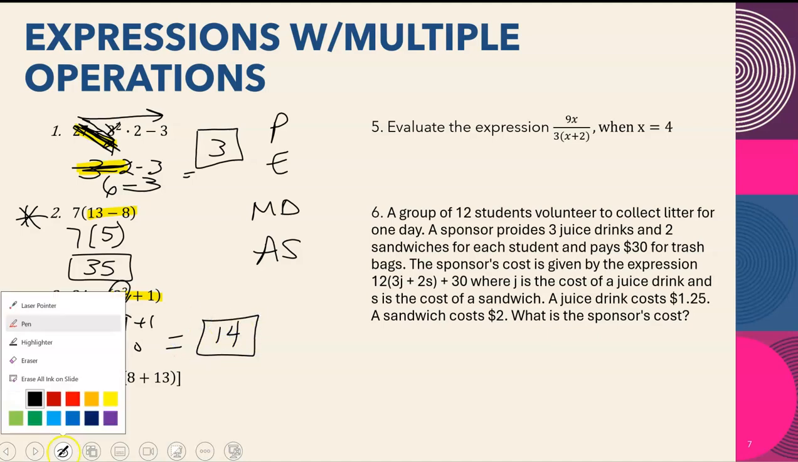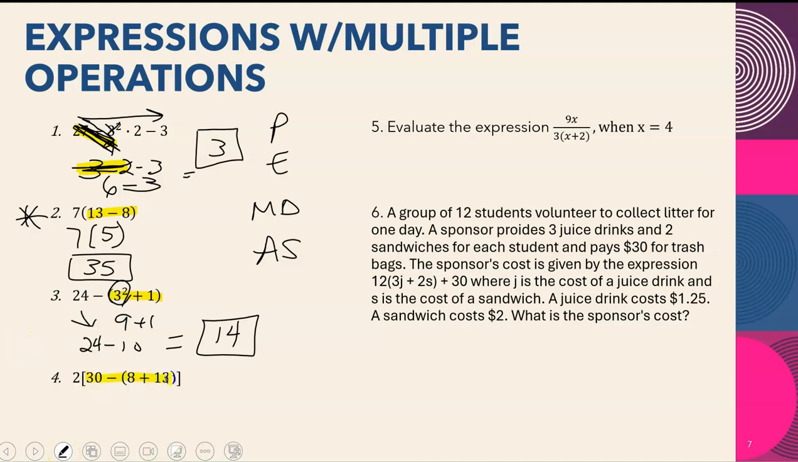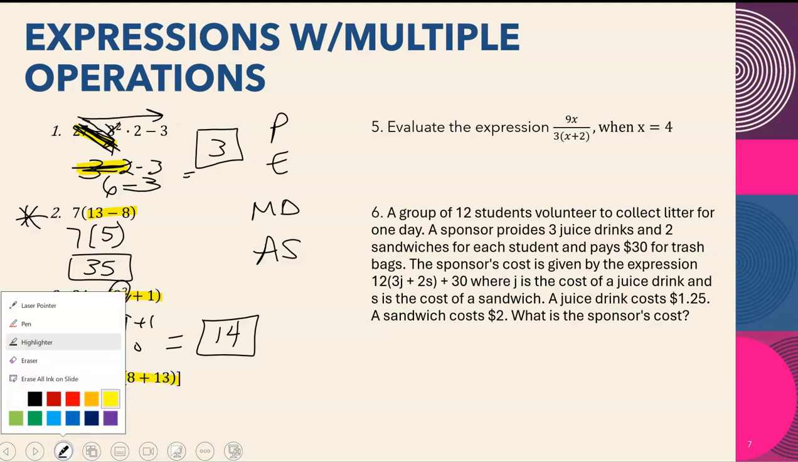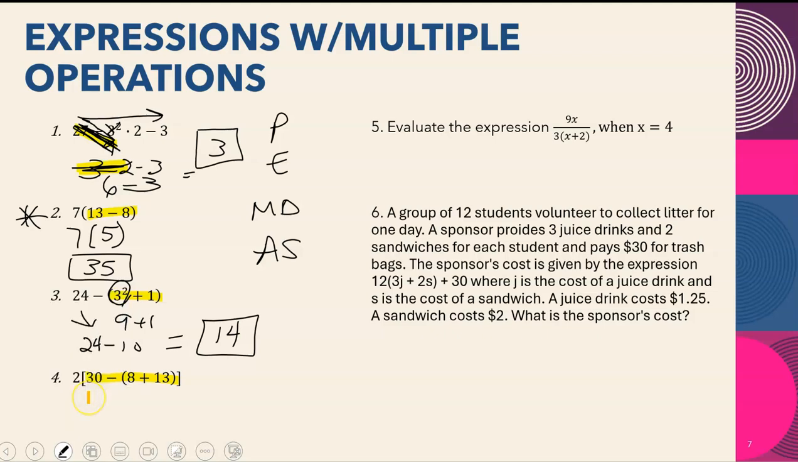All right, let's try this one. We have 2 sets of parentheses here. The trick is to work with the innermost one. So the regular parentheses would be considered the innermost parentheses here. And then we'll move out to the yellows, which are the brackets. Okay? So 8 plus 13, we get 21. And then we go to the yellow.